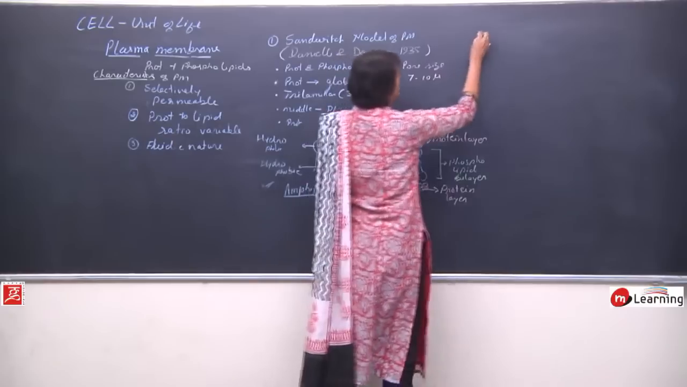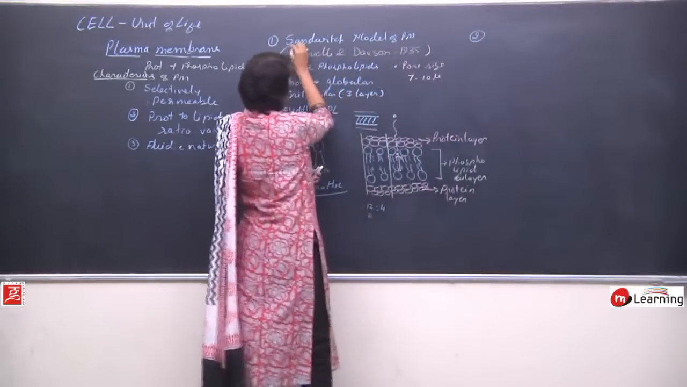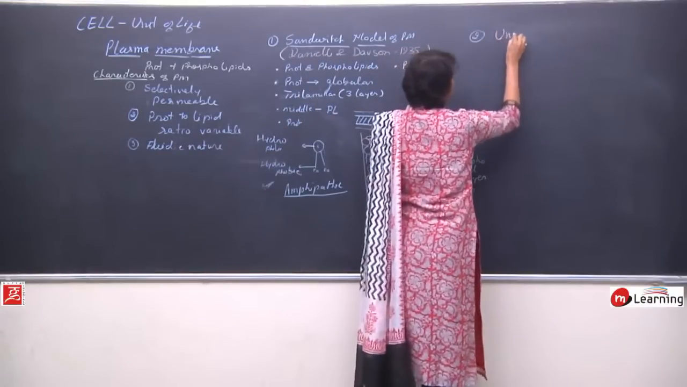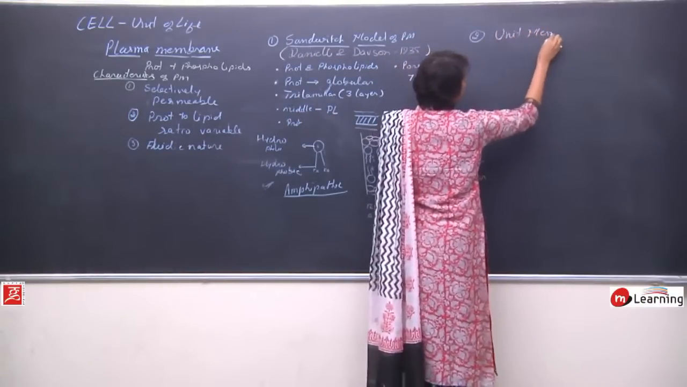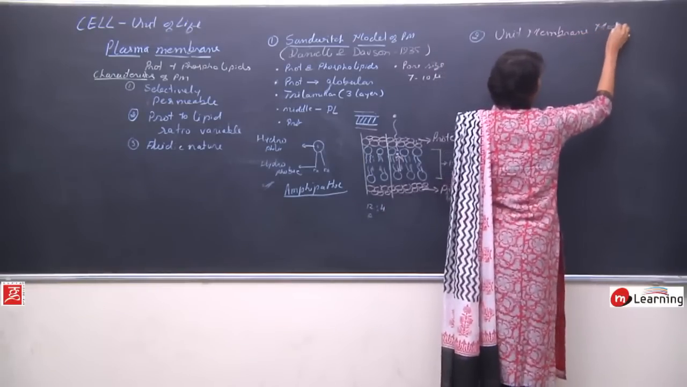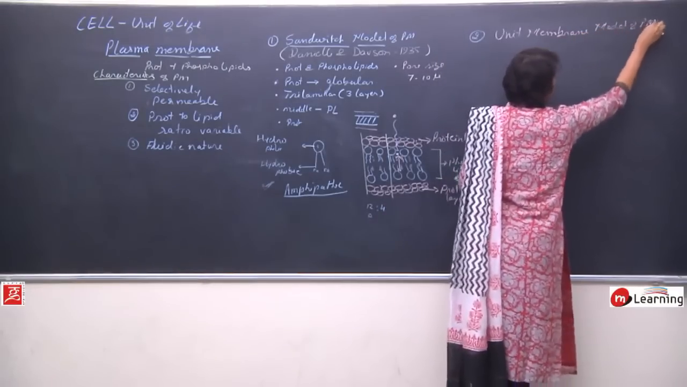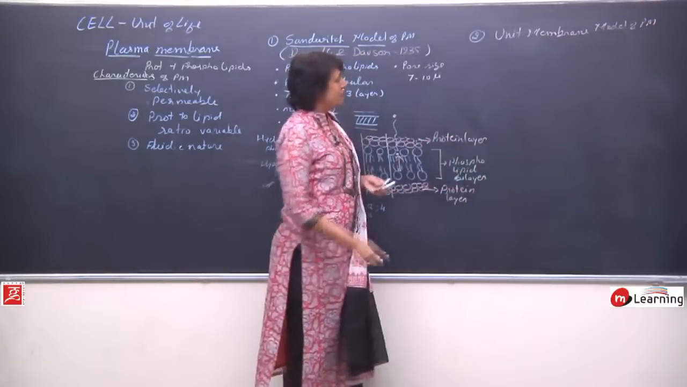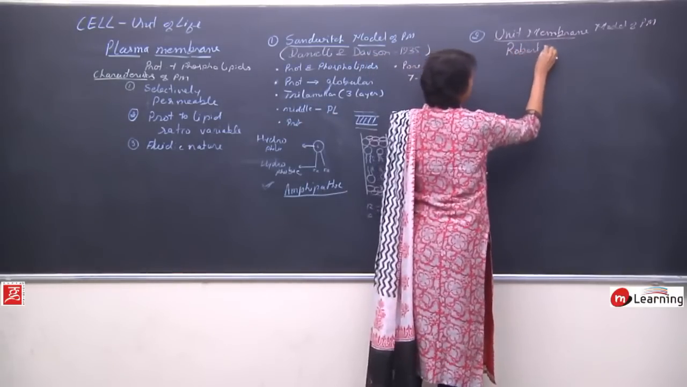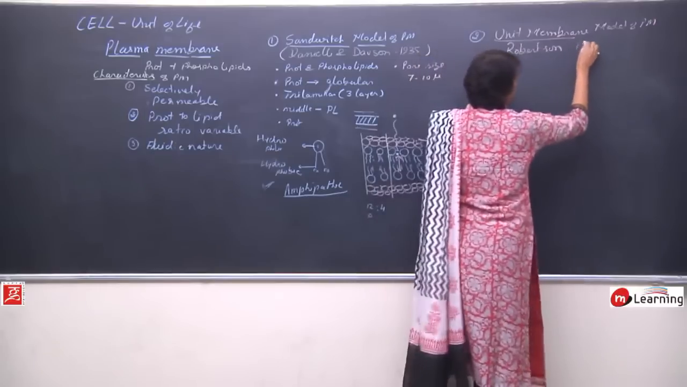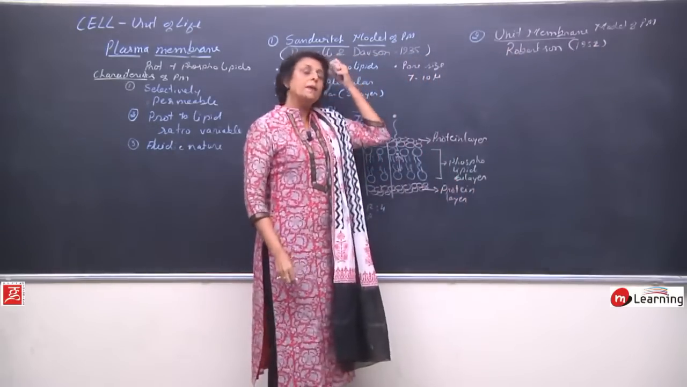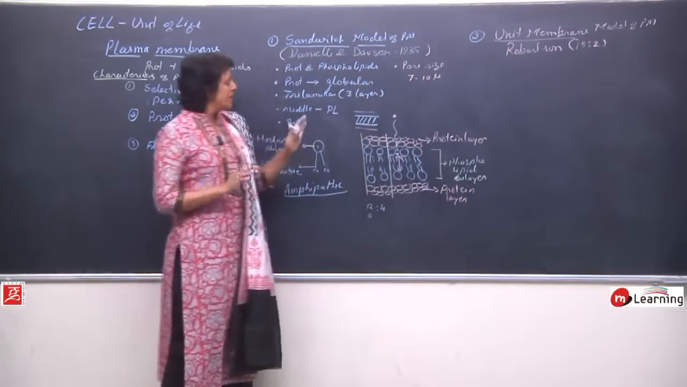Then came another model. This was the first one, that is the sandwich model. The second one is unit membrane model. Unit membrane model of plasma membrane. It was proposed by Robertson in 1952. This unit membrane model gave some variation from this.